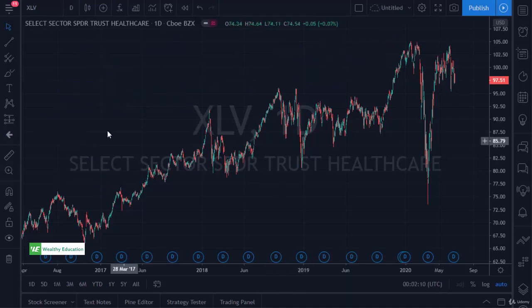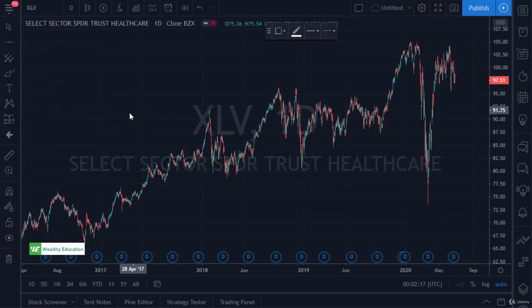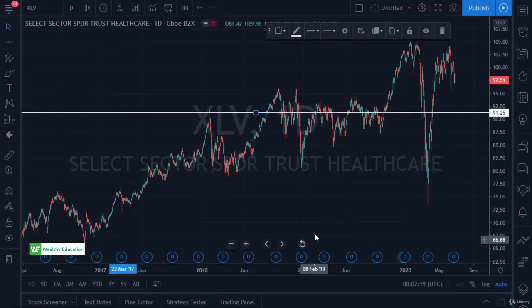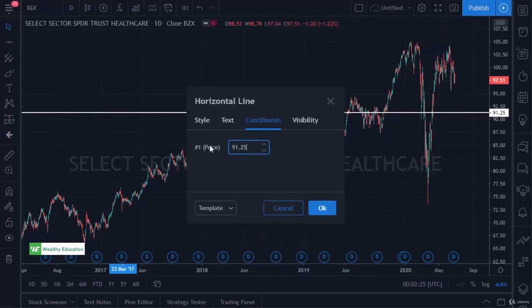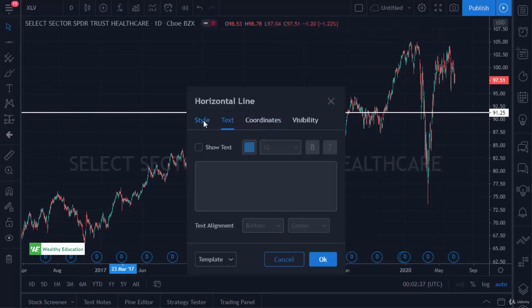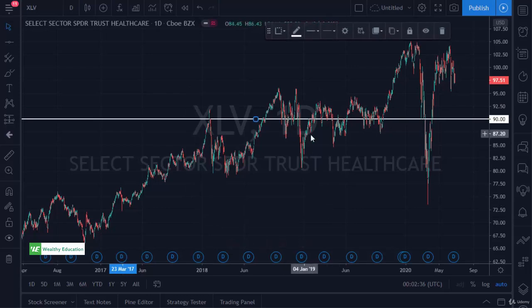So you can go to this little menu here. You click on this trend line menu, and you go to horizontal line, and you just click on the chart. And you can see there's a little bubble there. And if you right click on that, you can go to settings, and you can type in your coordinates and text if you want text on it, style, etc. So let's just go ahead and type in 90, just to show you that it anchors itself at $90.